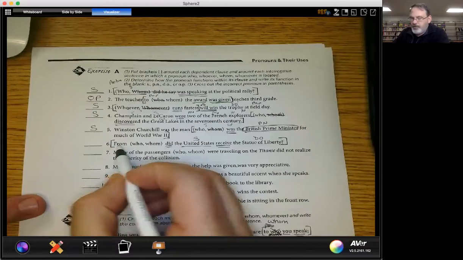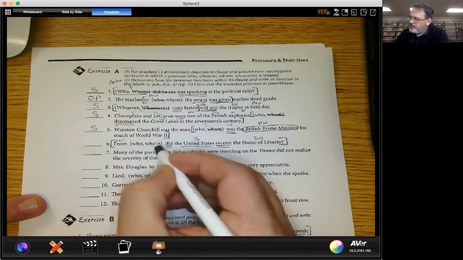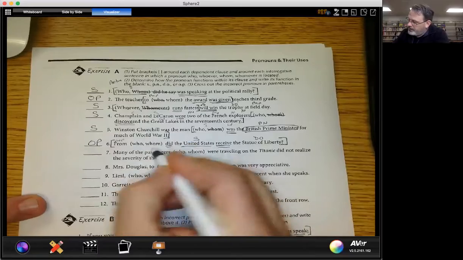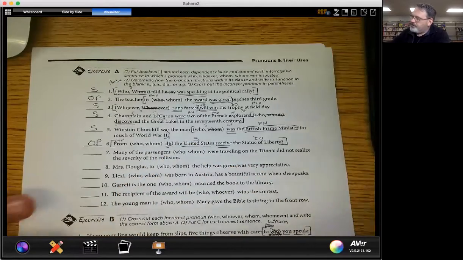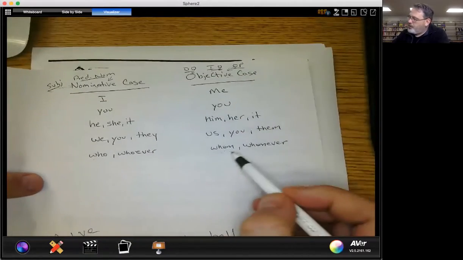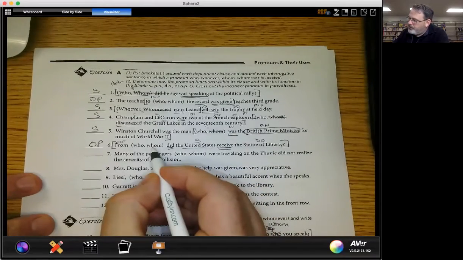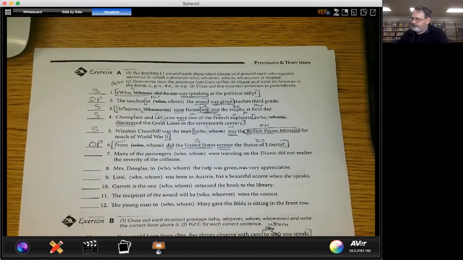But the word from is a prepositional phrase. So this must be an object of preposition. And it is. Objects of prepositions are objective case. Whom and whomever are objective case. Whom is the appropriate word, so we cross out who, because it's an object of preposition.